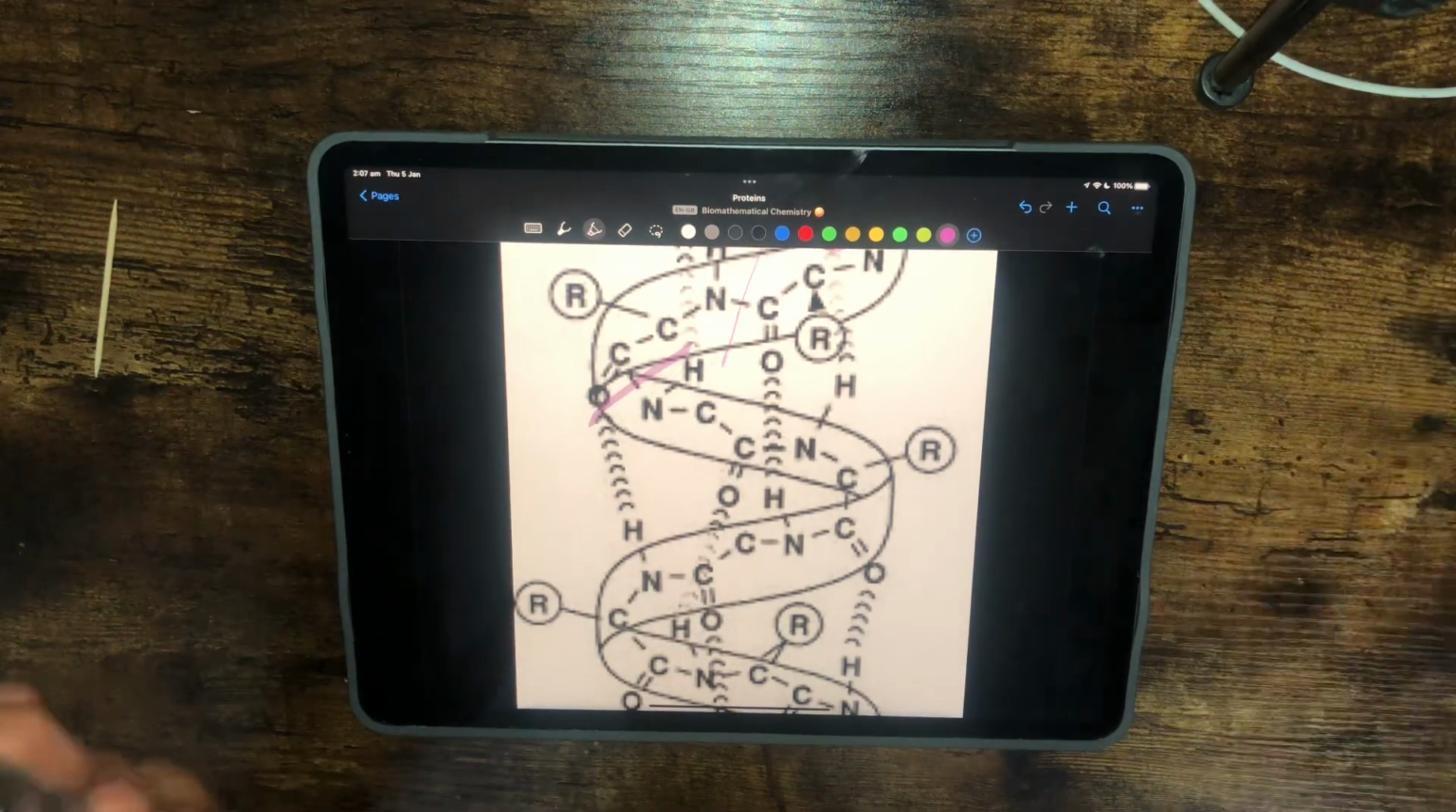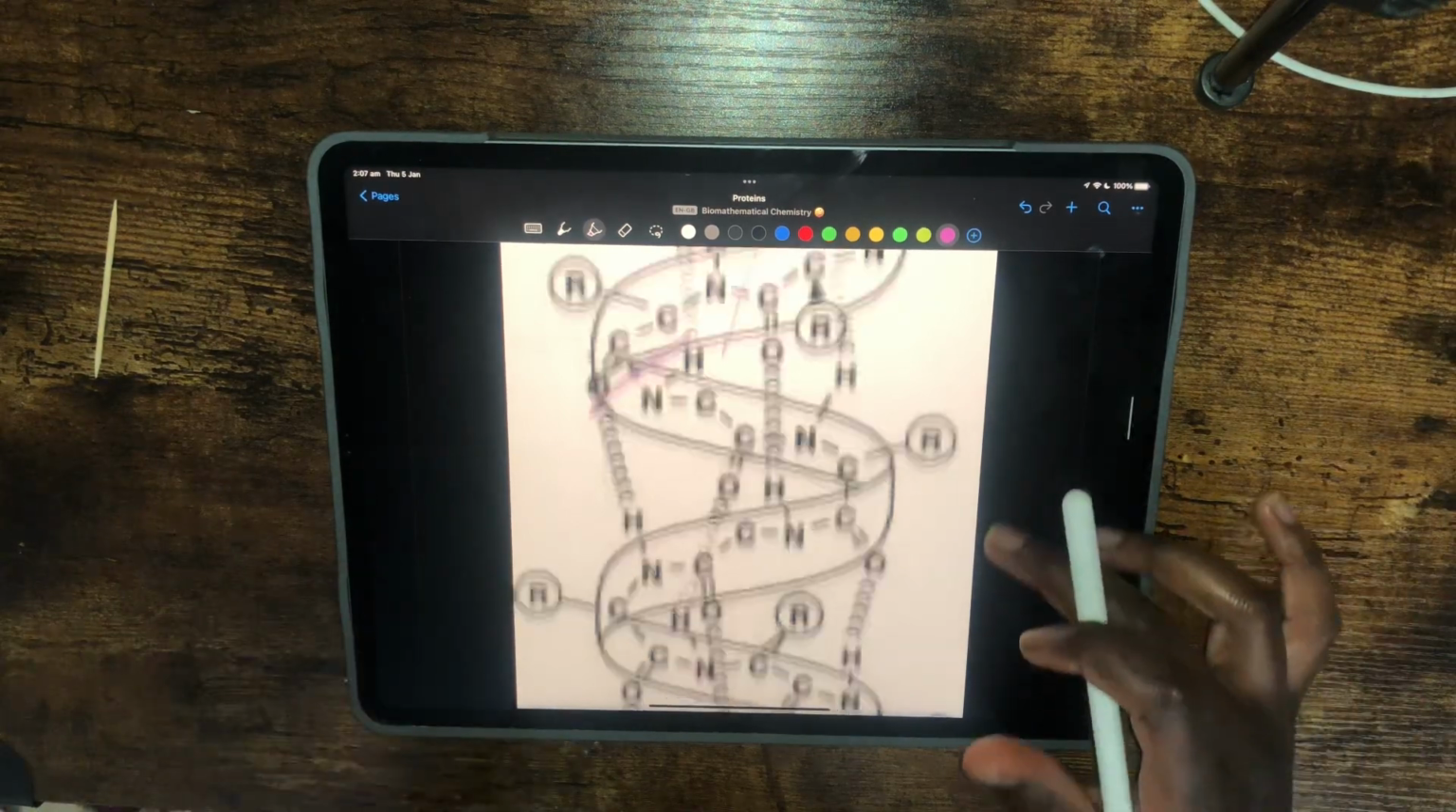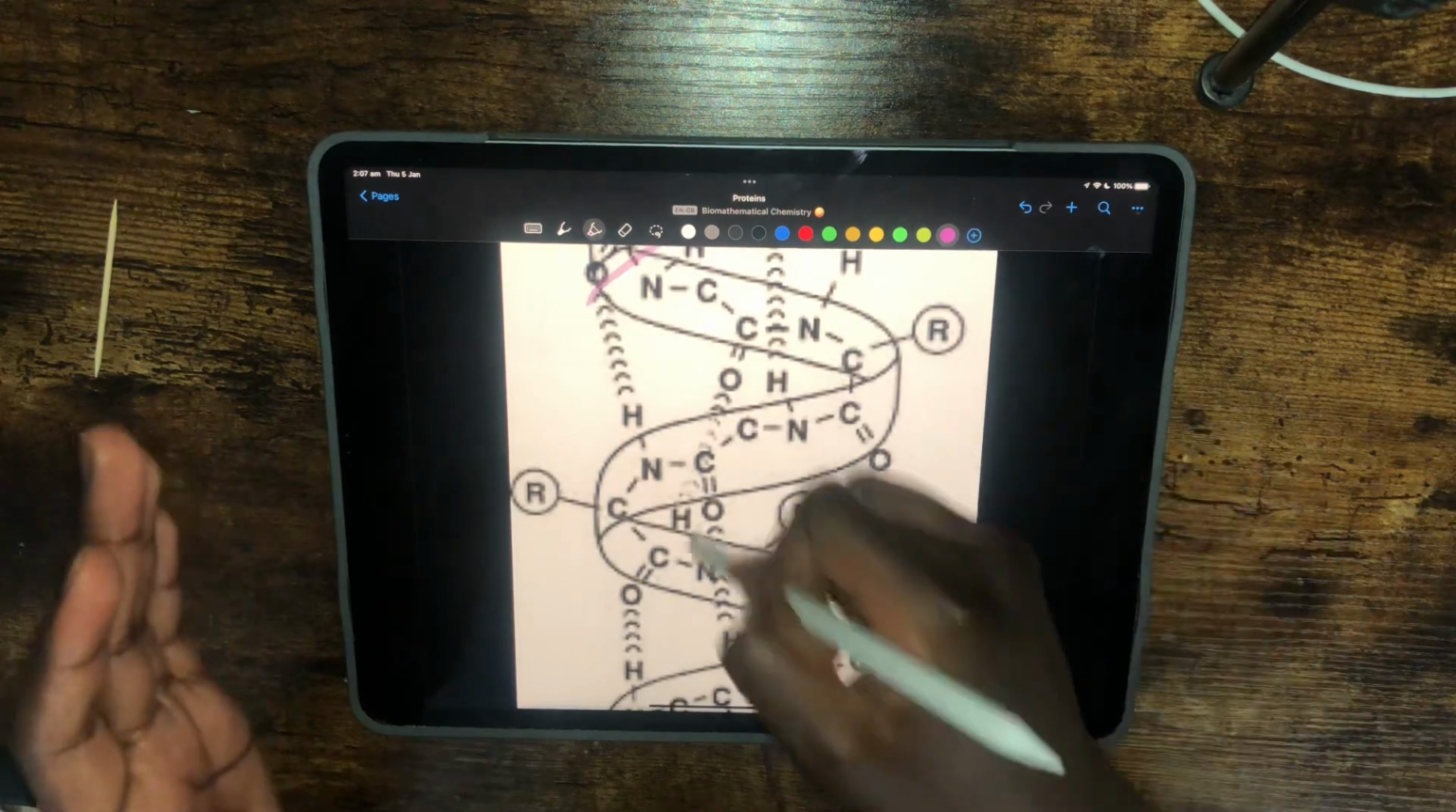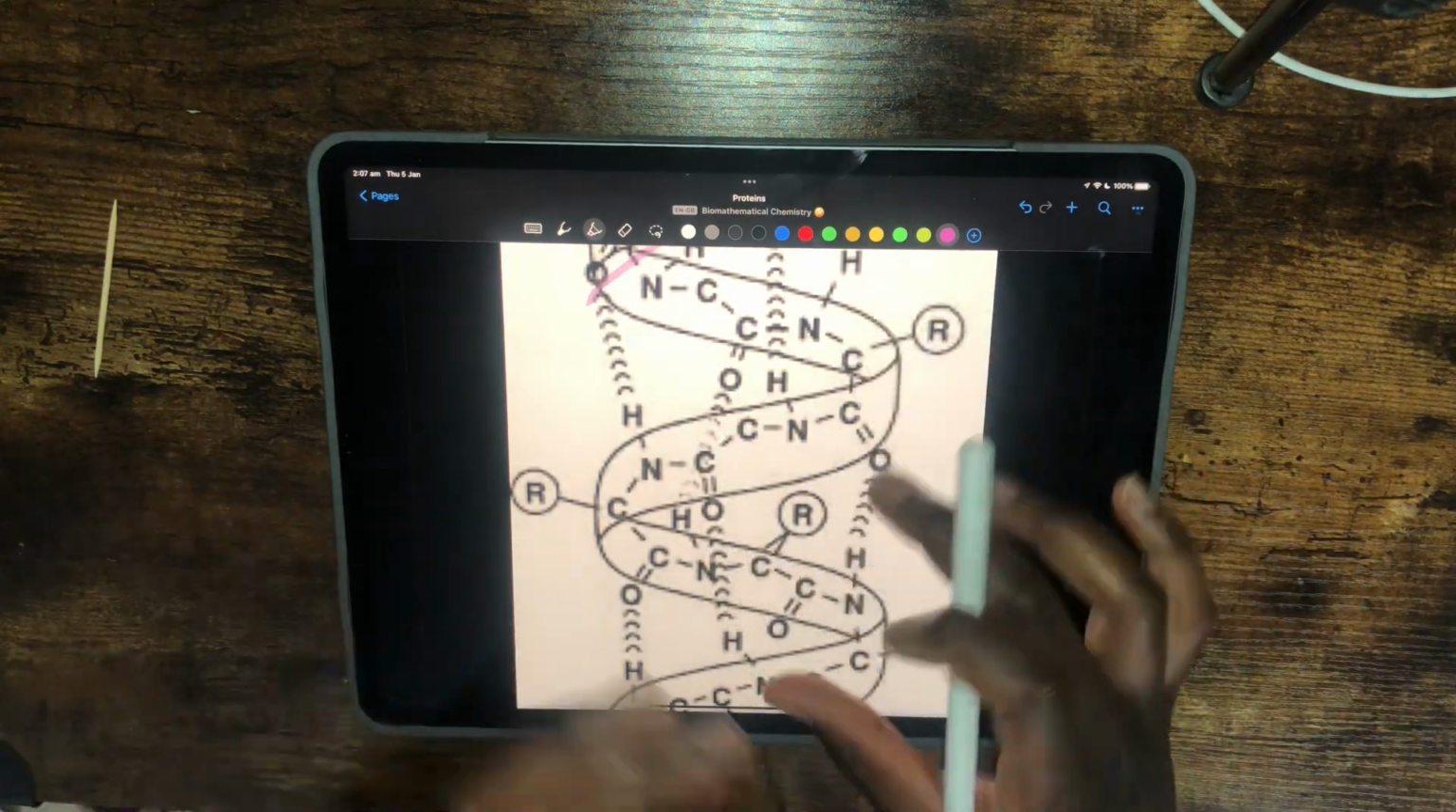Hopefully people kind of got my point there. Try to make it as obvious as possible. But that's what's happening here. And you can see there's multiple hydrogen bonds, and that's what causes this shape here.